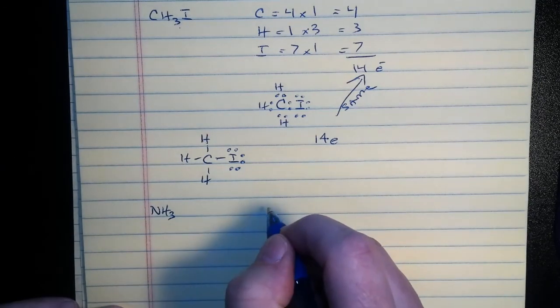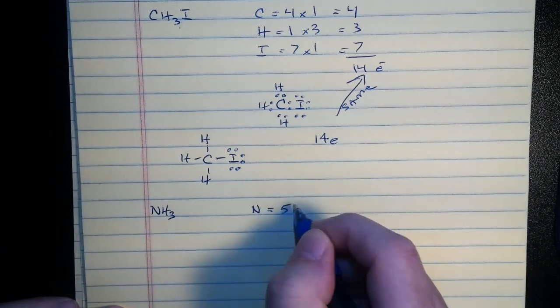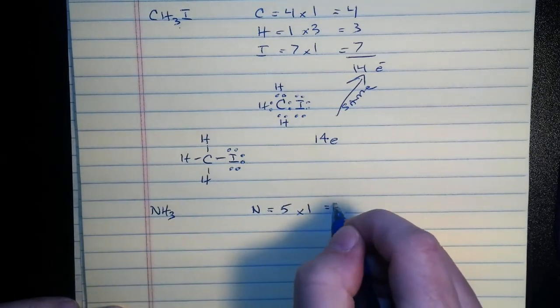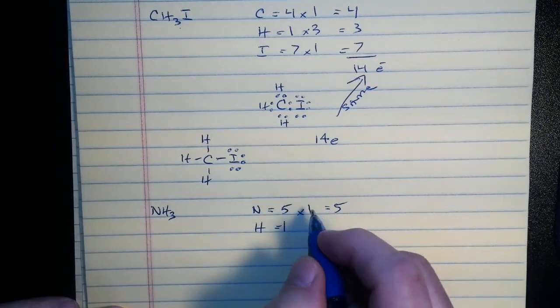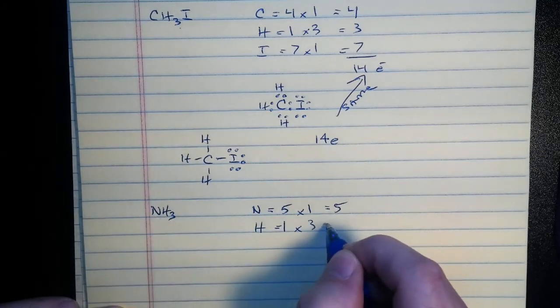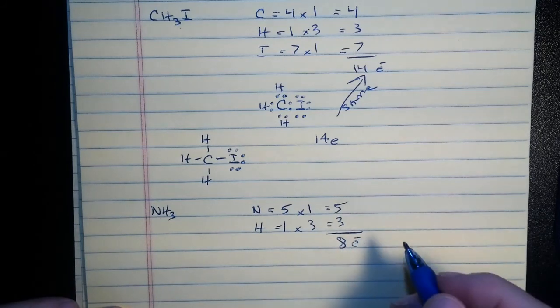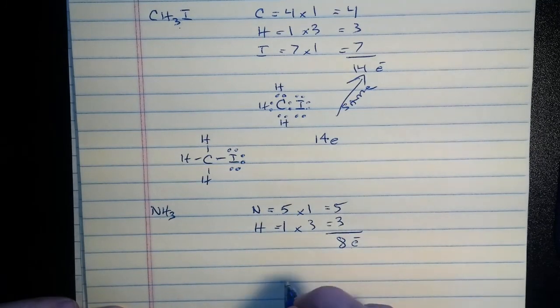Okay, hopefully you're back, and we got nitrogen is equal to 5 valence electrons, group 15, times 1 atom, because there's no subscript there, is equal to 5. Hydrogen, again, is equal to 1 valence electron times 3. Look at that, adds up to 8 again. Well, hydrogen never goes in the middle because it can't go in the middle. So that only leaves nitrogen. And let's put hydrogen on 3 sides because that's all that we have.